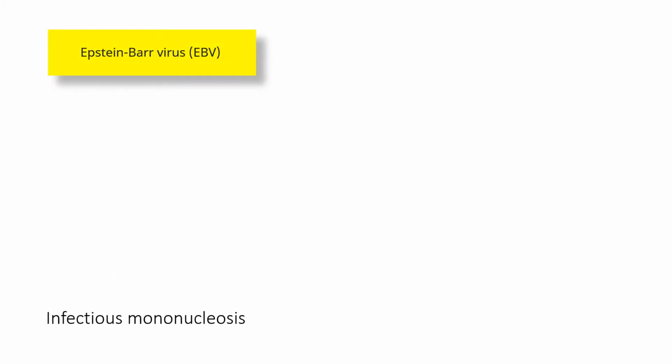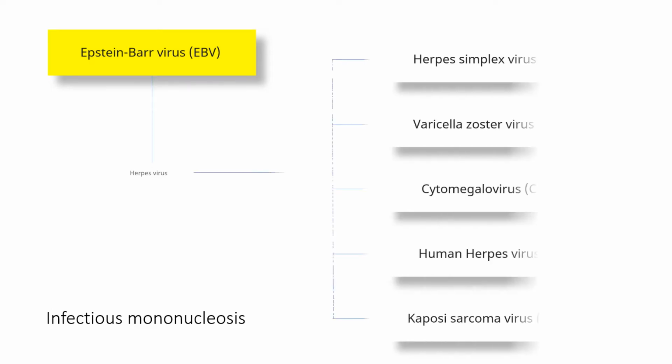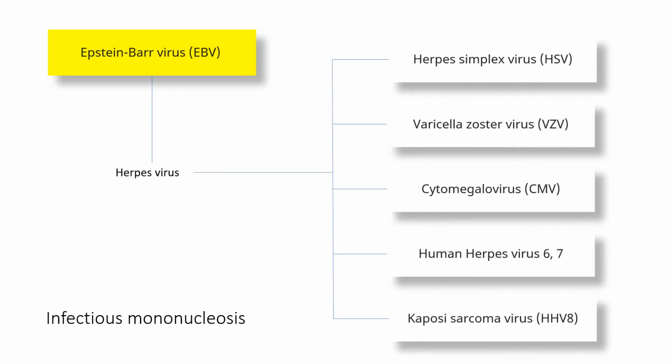The most important cause of infectious mononucleosis is the Epstein-Barr virus. It belongs to the herpes virus family, which includes herpes simplex virus, varicella-zoster virus, which causes chickenpox, cytomegalovirus, and human herpes viruses 6, 7, and 8. Human herpes virus 8 is also called Kaposi sarcoma virus, as it causes Kaposi sarcoma in patients infected with HIV. You may want to remember that cytomegalovirus may also cause a mononucleosis-like syndrome.